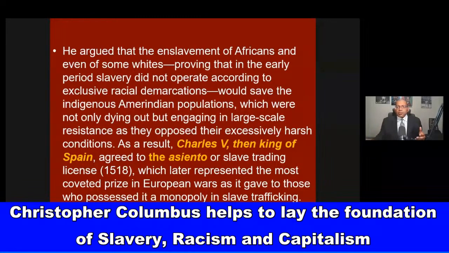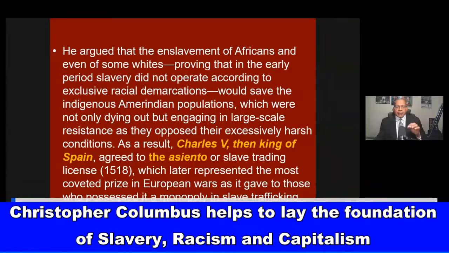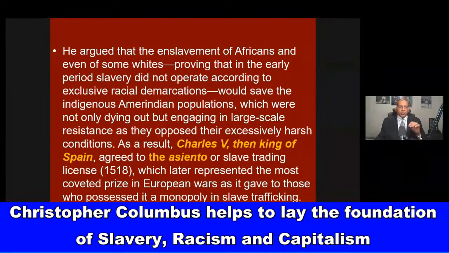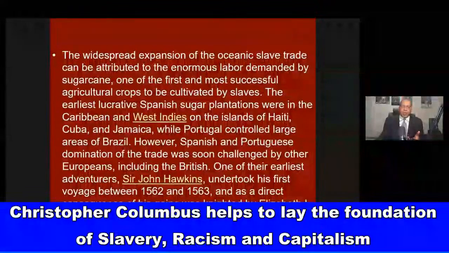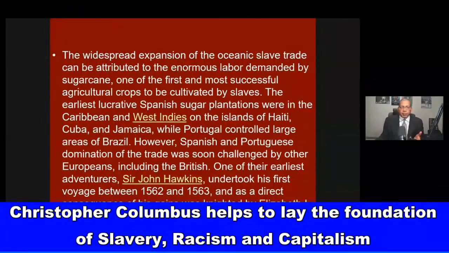As a result, King Charles V of Spain agreed to the Asiento de Negros, or slave trading license of 1518, which later represented the most coveted prize in European wars, okay, as it gave to those who possessed it a monopoly in slave trafficking. And this drastically expands the transatlantic slave trade, okay?